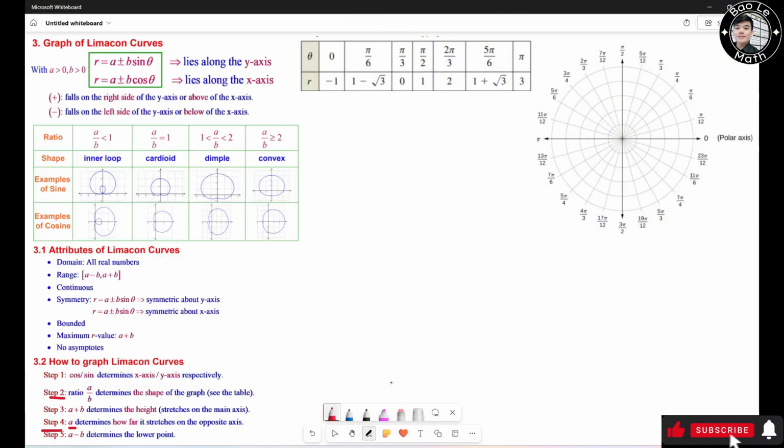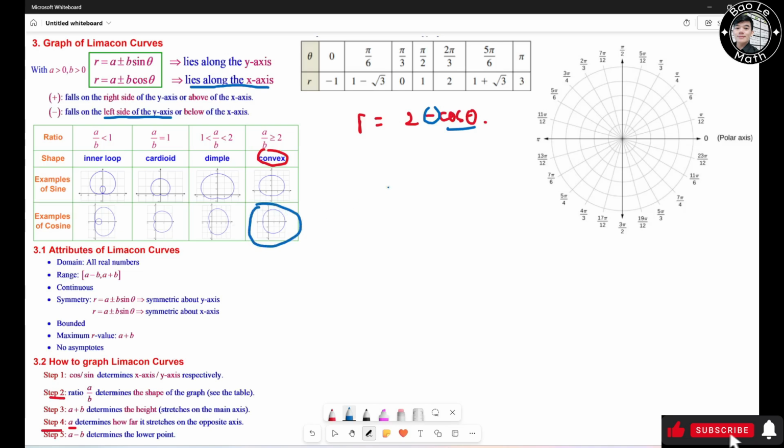Now let's move on to the last example. The last example represents the convex shape, right? So it's going to be r equals 2 minus cosine theta, right? Now look at this function. We see that this function is with respect to cosine theta, right? So it's gonna lie along the x-axis, right? Next one, we see the negative side right here. So it falls on the left side of the y-axis, right? So it's gonna be something like this, but in the opposite direction, right? It should be on the left side, right?